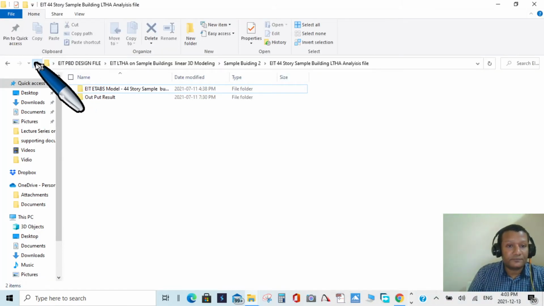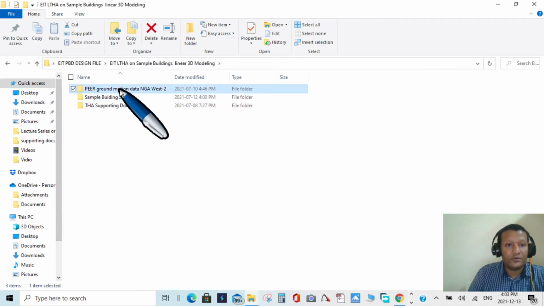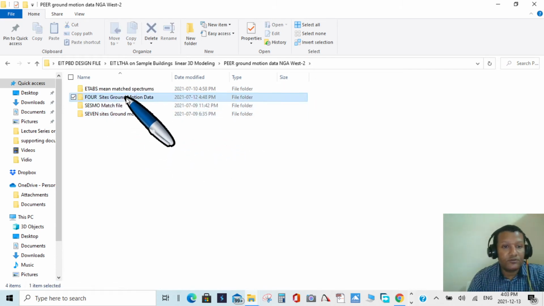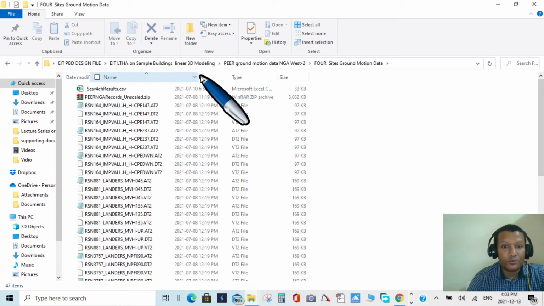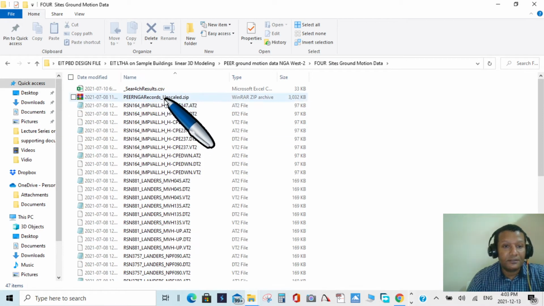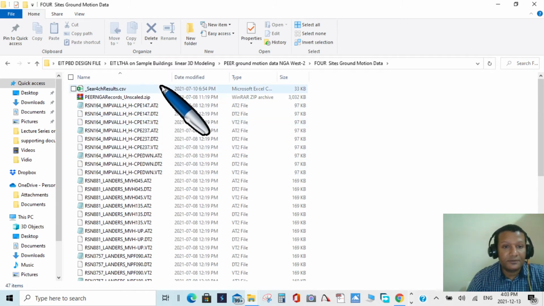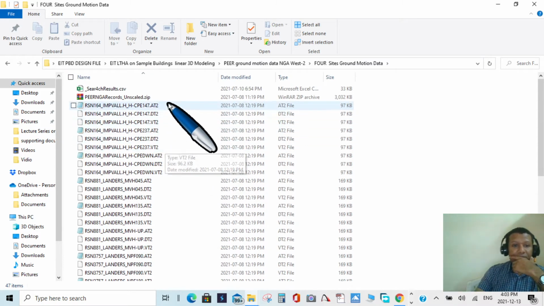For us, I already downloaded this ground motion from the PEER website, 11 ground motion data. Sorry, 11 ground motion data was downloaded.